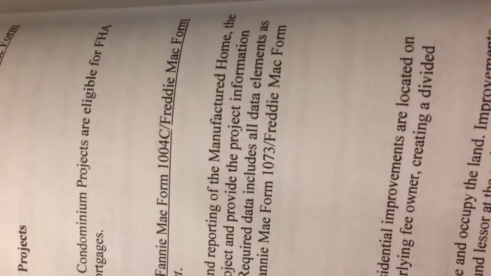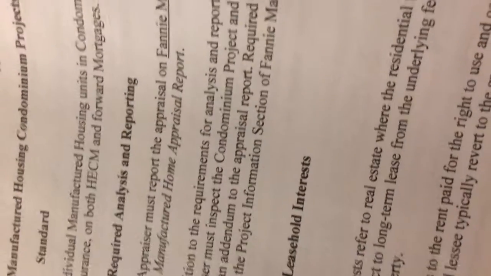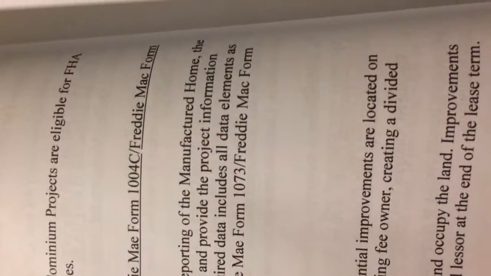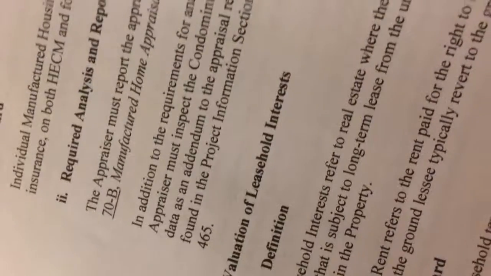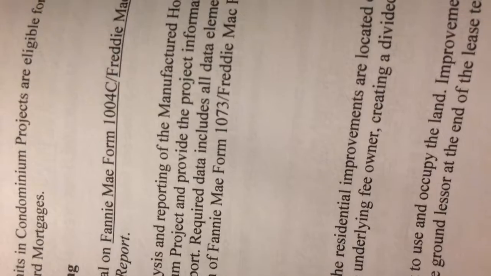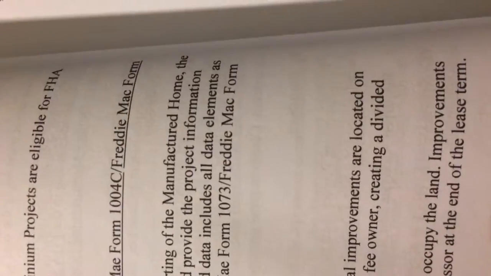Manufactured Home Appraisal Report. In addition to the requirements for analysis and reporting of the manufactured home, the appraiser must inspect the condominium project and provide the project information data as an addendum to the appraisal report. Required data includes all data elements as found in the project information section of Fannie Mae Form 1073/Freddie Mac Form 465.